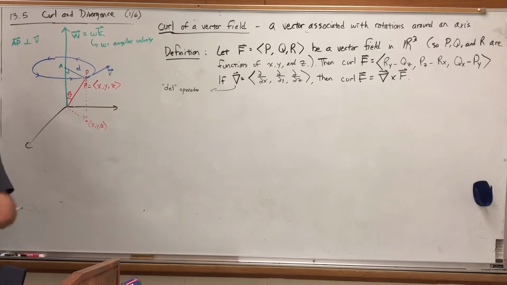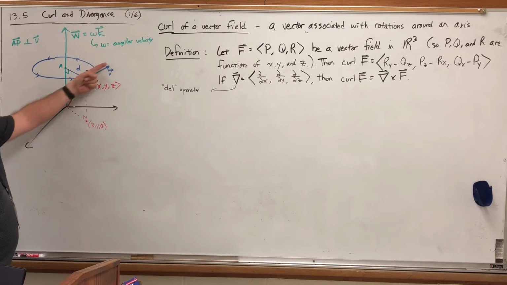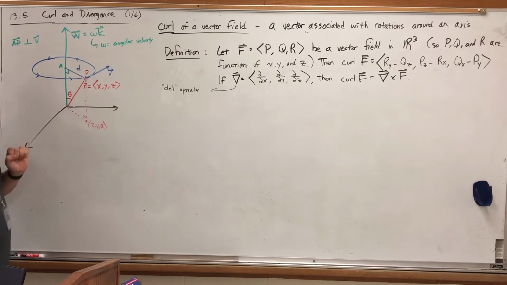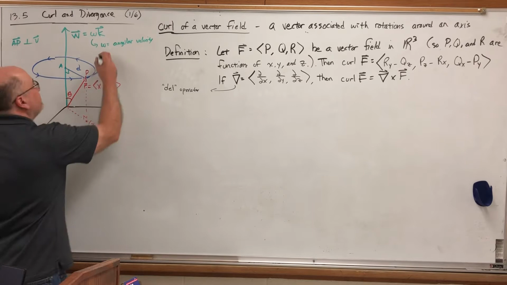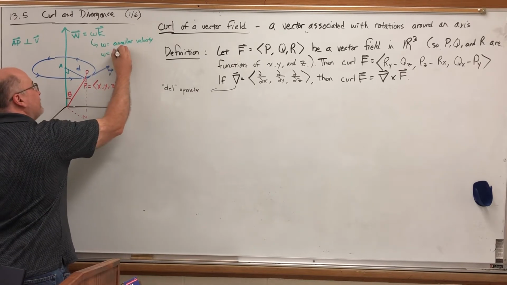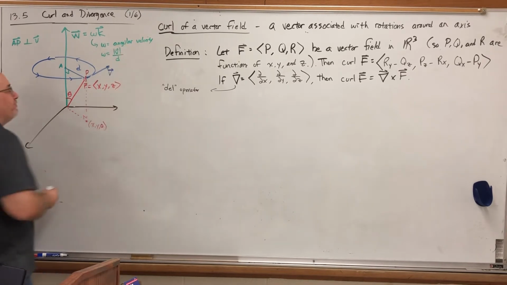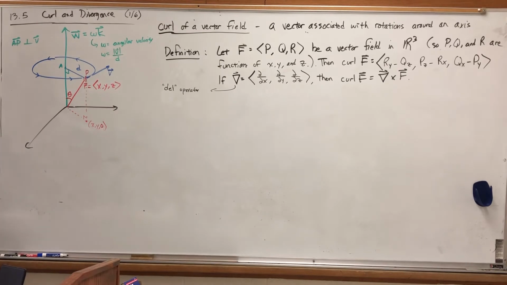Now what does that have to do with anything? Well, there are a few ways to define angular velocity. One way to define angular velocity is that the ratio of the magnitude of the velocity vector to the distance from the axis of rotation is constant. So we can say that our angular velocity is the magnitude of V divided by D. So we're going to take advantage of that.